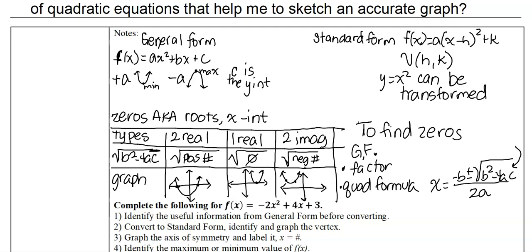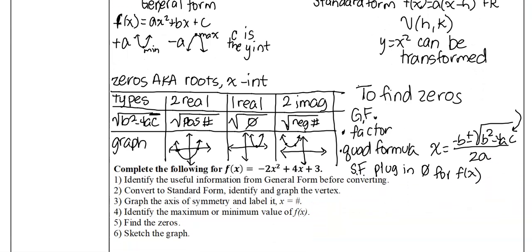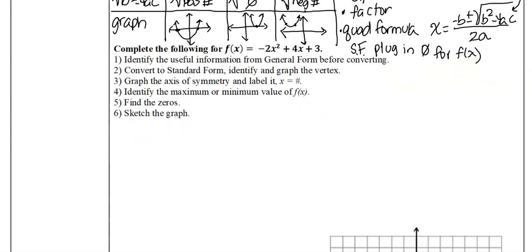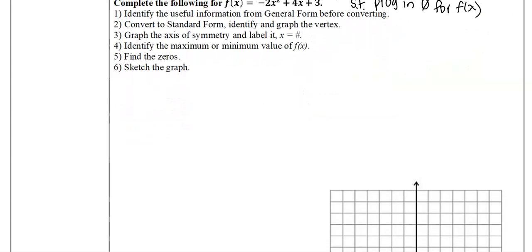And if you're finding your zero from standard form, I'm actually going to show you how to do that. Well, I'll just do this in standard form. To find your zeros, you just plug in 0 for f of x and solve for x. So that's what you would do for standard form. Okay, so let's take a look at this problem that I have provided for you.